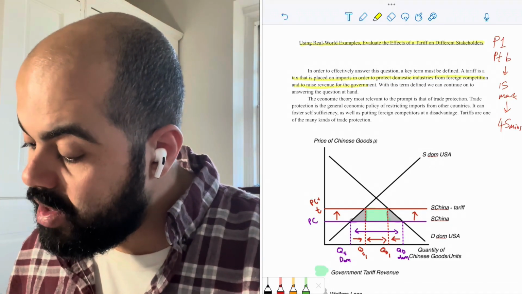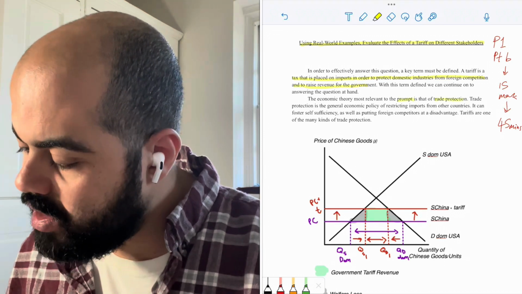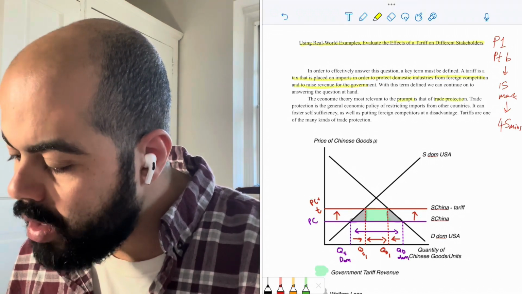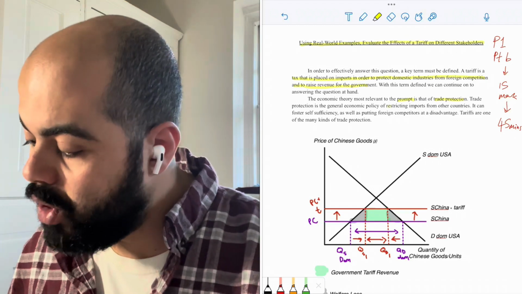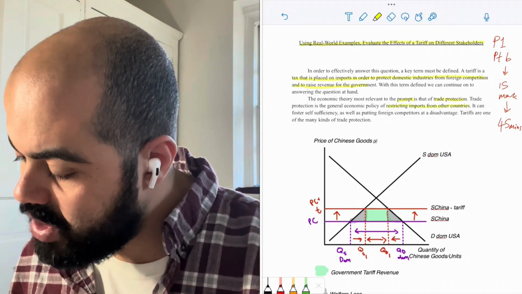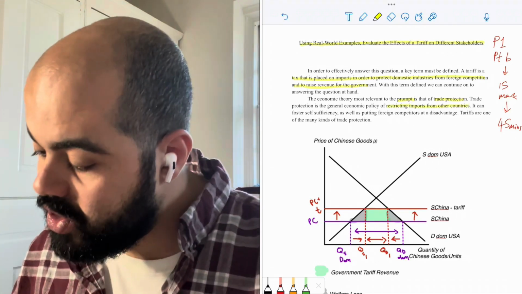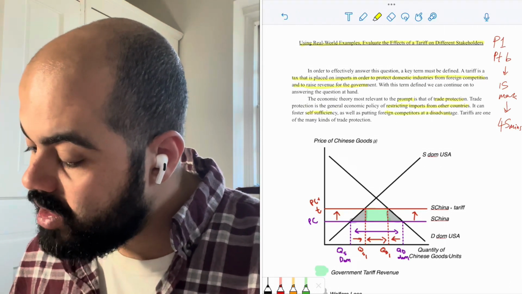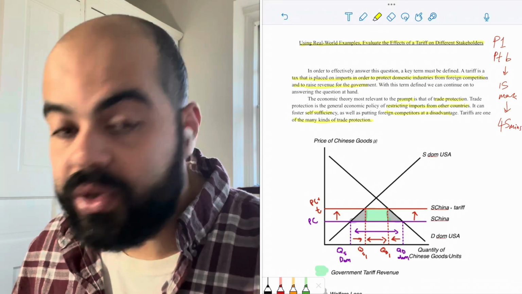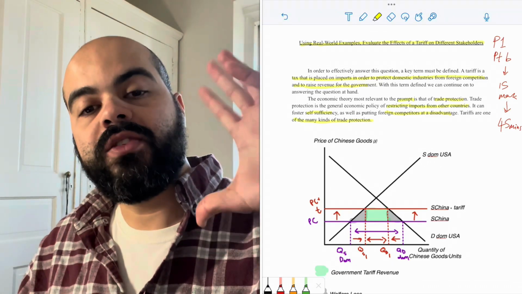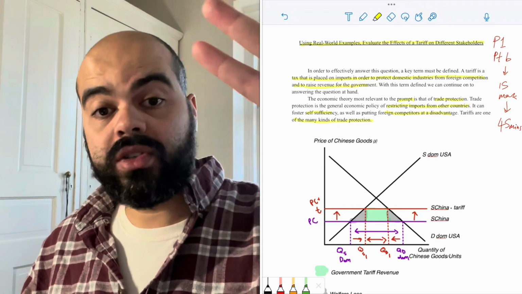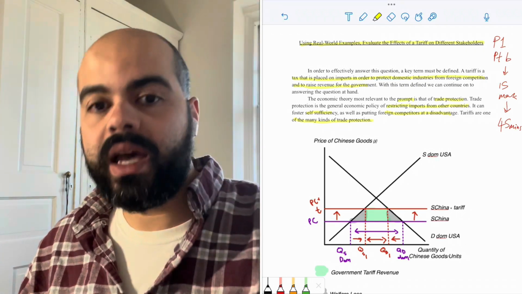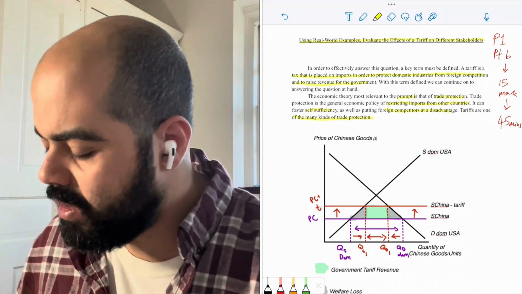The economic theory most relevant to the question is that of trade protection. Trade protection is a general economic policy of restricting imports from other countries. It can foster self-sufficiency, as well as putting foreign competitors at a disadvantage. Tariffs are one of the many kinds of trade protection. So the student has defined key terms and introduced basically the umbrella economic theory that this topic falls under.